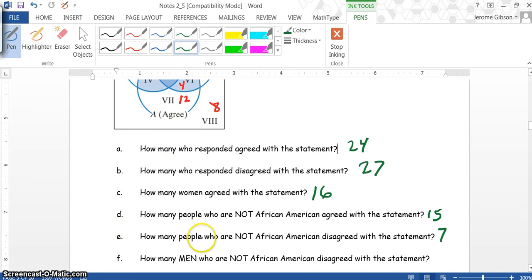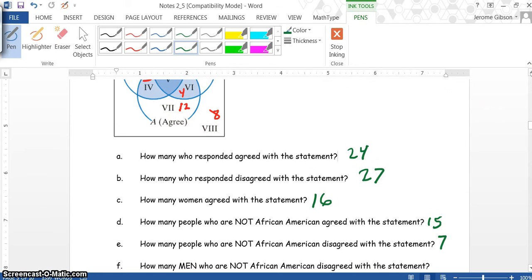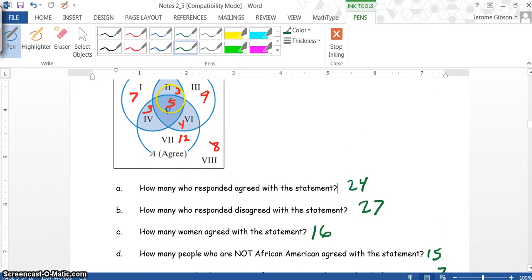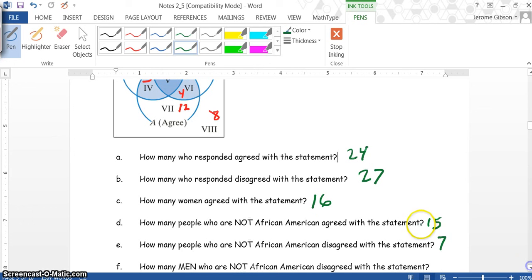And also one more thing for E. When it says how many people who are not African American disagree with the statement, we're going to start off with 7, but also we have to look on the outside here. Remember, they took the survey too, and they're not African American and did not agree with the statement because it's not listed here. Because remember, if they agree, these 8 will be somewhere up in here. So that means we need to add the 8 to the 7. And that will give us a total of 15 who are not African American disagreed with the statement.